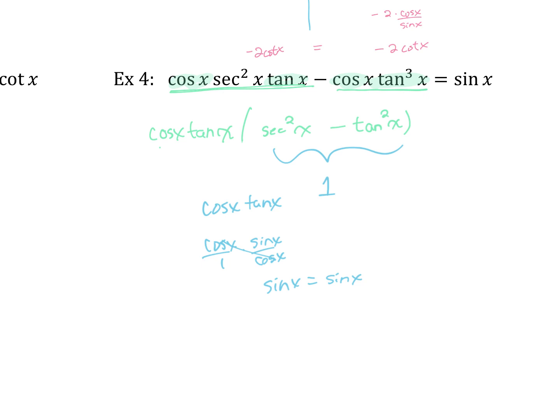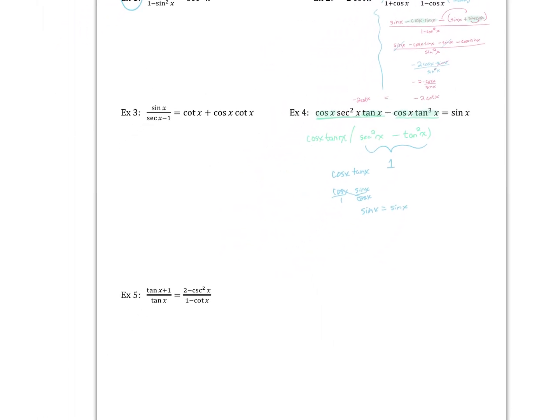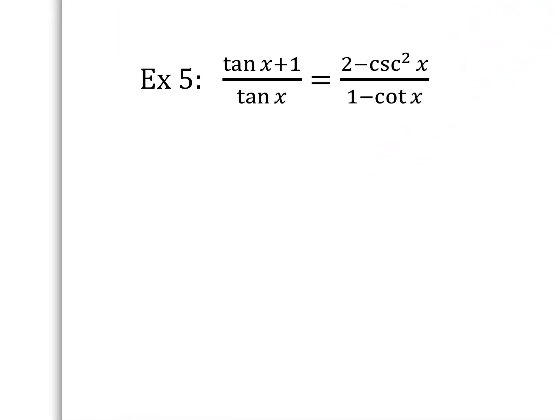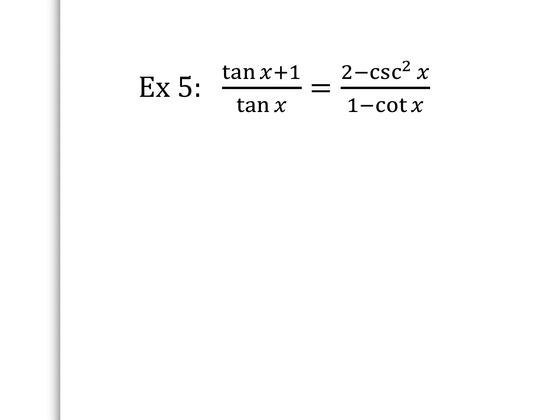Okay. I promise you that that method, if you can see it, was a lot faster and easier than what I did. Because what I did when I was rewriting in terms of all of the sines and cosines was very involved. All right, we are going to look at number 5, and then I am going to explain what I want you guys to do. All right, I need you to notice a couple of things.